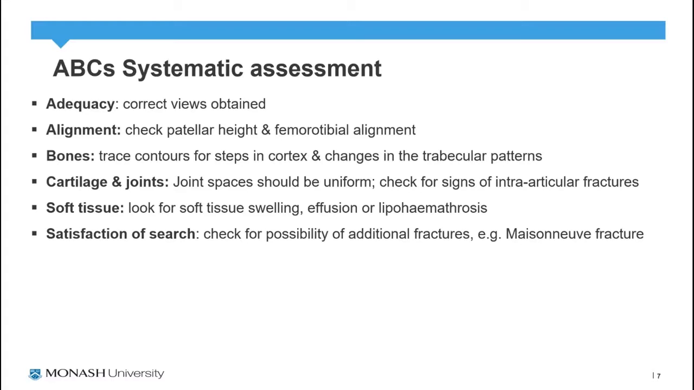If the fractures are near the joint, or if it involves the joint, ensure that the joint spaces are uniform, but also check for signs of intra-articular fractures. Soft tissue signs are important, as they can indicate that there is a fracture which is not visible, for example with lipohemarthrosis, and I will talk a little bit more about that in the next few slides. In satisfaction of search, you need to check for the possibility of any additional fractures, and for example we have here the Maisonneuve fracture.